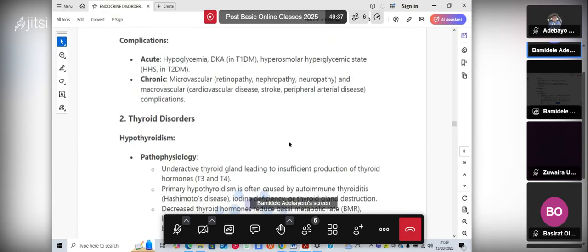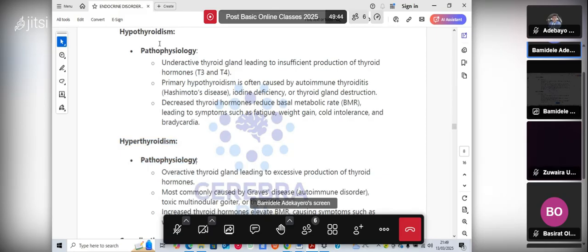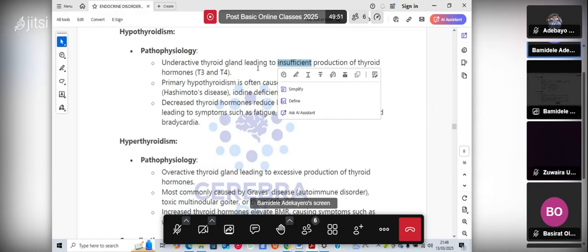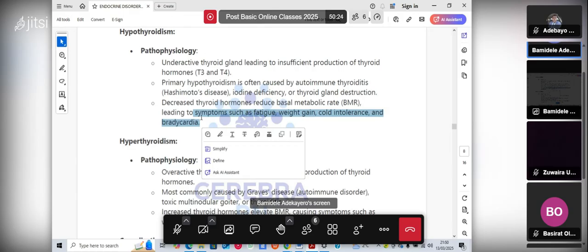thyroid disorder. It could be hypothyroidism, like I've said earlier on, and it could be hyperthyroidism. When it is hypothyroidism, there's insufficient production of thyroid hormones. So the T4, T3 are very low. And when they are low, what happens? The basal metabolic rate will be reduced. Symptoms like tiredness, you are always tired, you are gaining weight, you feel cold, your heart rate is low, your breathing is slow. The person is just sluggish, everything is low. That's what happens in hypothyroidism.